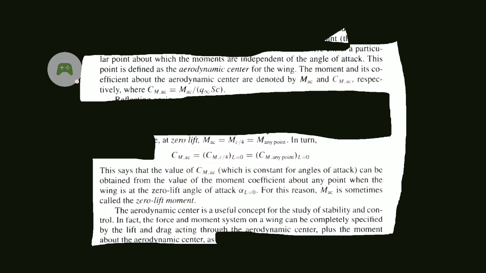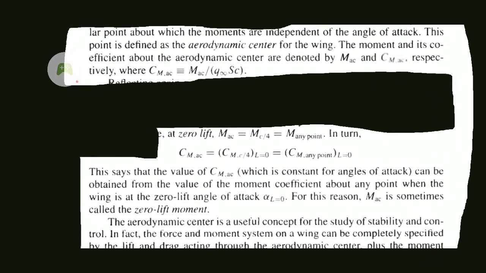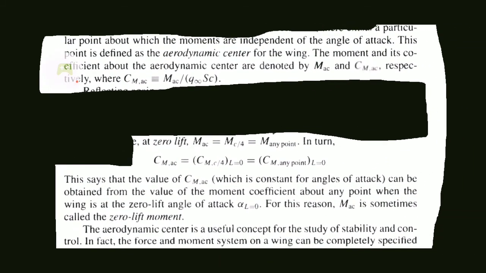So here you can see what I was saying about aerodynamic center. For the wing, you can read the theory that it is a point on the wing about which the movement does not change because of the change in angle of attack, and movement about aerodynamic center is given by q infinity S c times Cmac. Cmac is the coefficient of movement about aerodynamic center, and therefore Cmac is equal to movement about aerodynamic center divided by q infinity S c. Q infinity is half rho V square, which is the dynamic pressure.